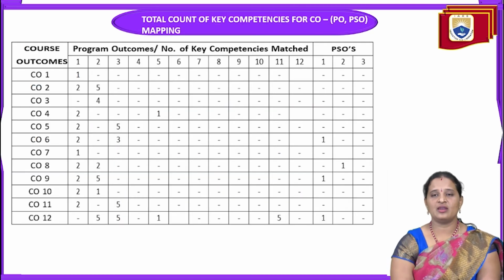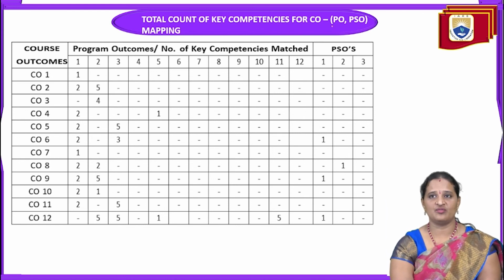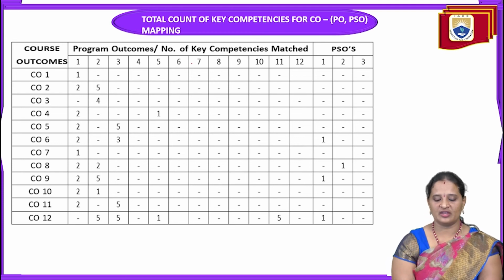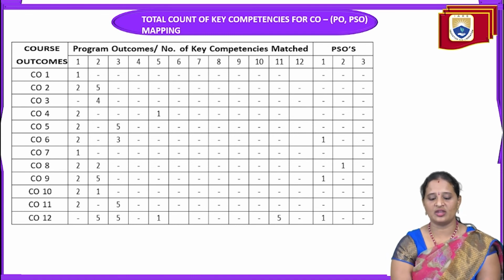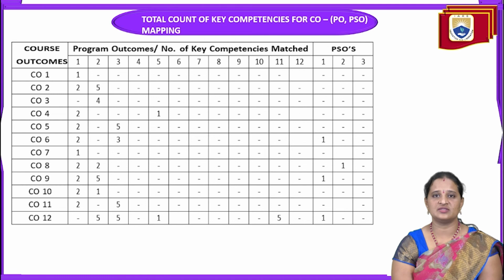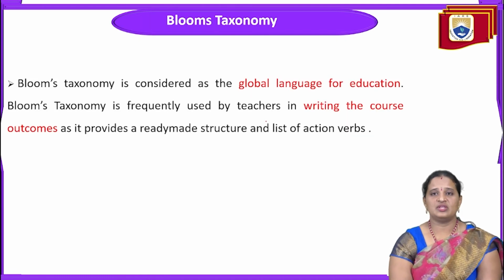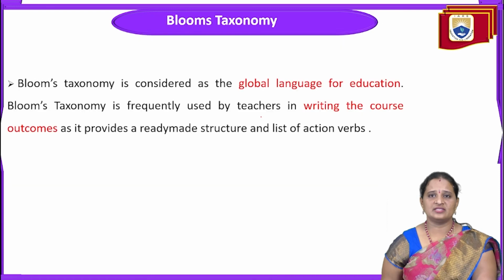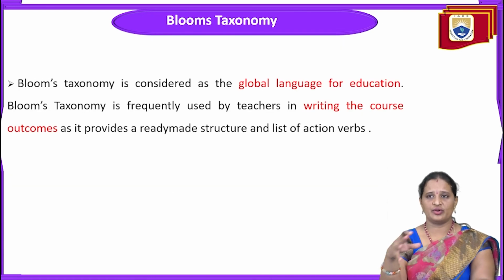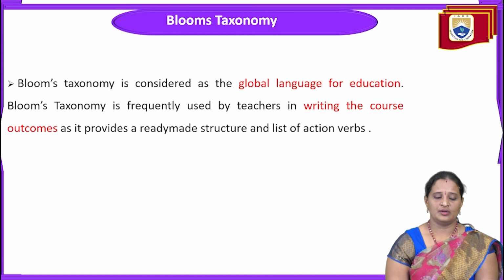So like that, we can give the key attributes. The total count of key competencies for COs and PSOs are given here. So these are the number of competencies for each and every PO related to the COs here. This is a table which is showing the total number of competencies mapped. Next, this is about the key competencies, and based on this we are going to assess the students' achievement or outcomes by a direct method.